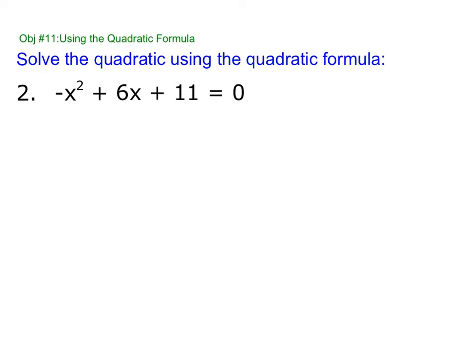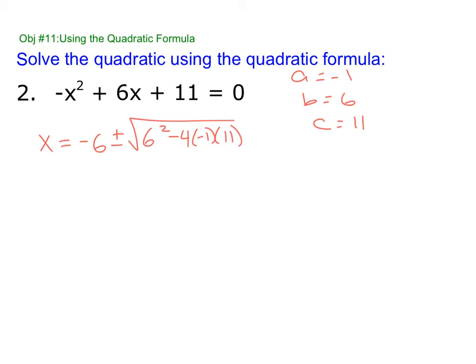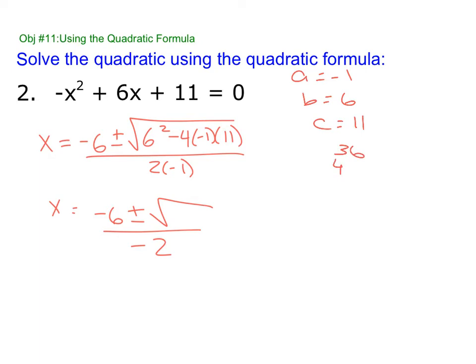All right, try this one now. A is negative 1, B is 6, C is 11. x equals negative b plus or minus the square root of b squared minus 4ac all over 2a. I know you like my singing. Let's see. 36 plus 44. 36 and 44 gives me 80.